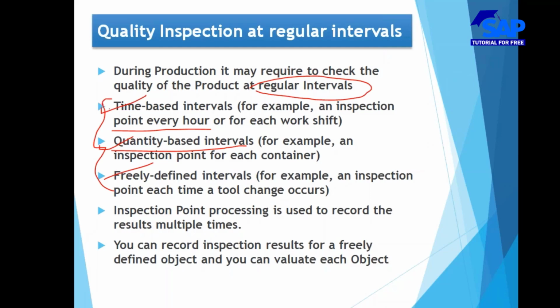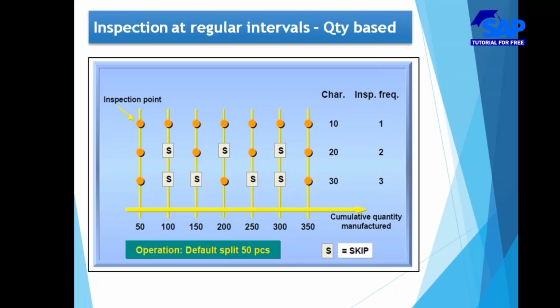There is a concept called inspection point. So using that inspection point processing, in the system you can enter the results multiple times. You can enter multiple times. So these are the three business scenarios we have. One is time based, another one is quantity based, another one is free. Whenever you want to do, you can do quality inspection. There is no limit. There is no constraint as such. Okay. So how will you do this in the system?